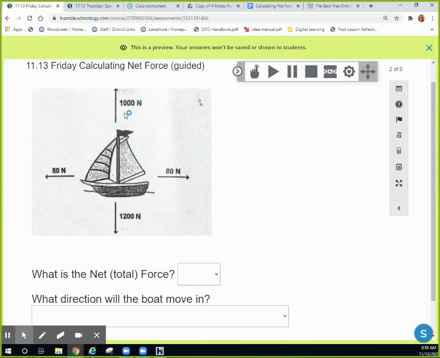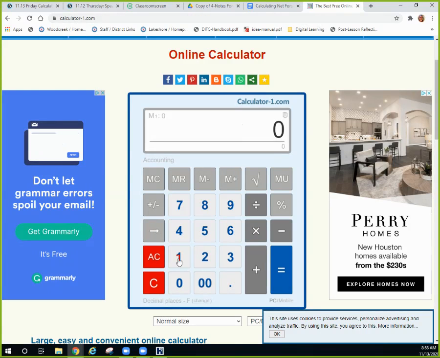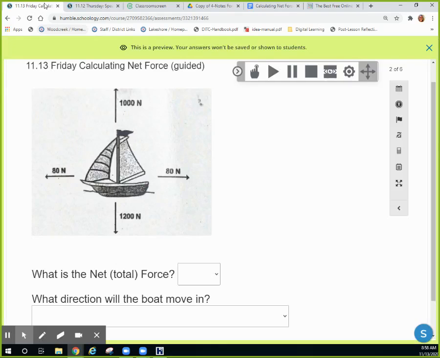But my force pulling up and my force pulling down, they are not equal, but they are opposite, so I subtract. When your arrows point in opposite directions, you are going to subtract. So 1,200, because that's the bigger number, minus 1,000, okay? 1,200 minus 1,000 is 200. So my net force is 200 newtons.